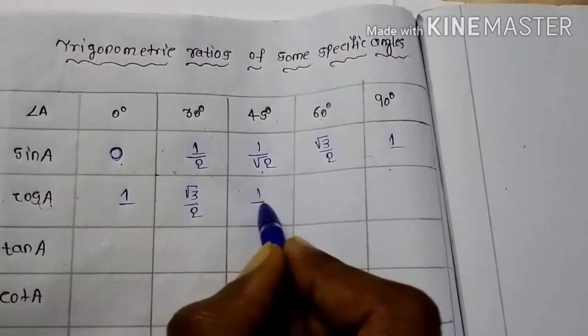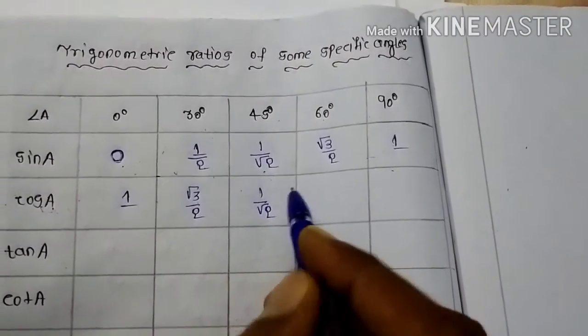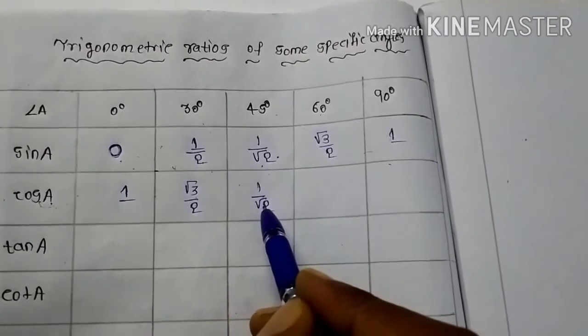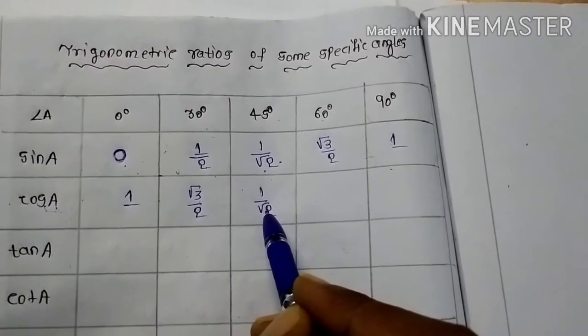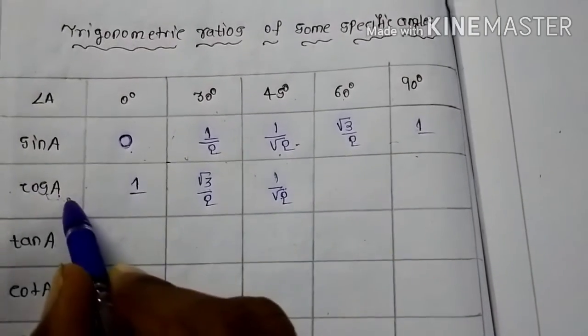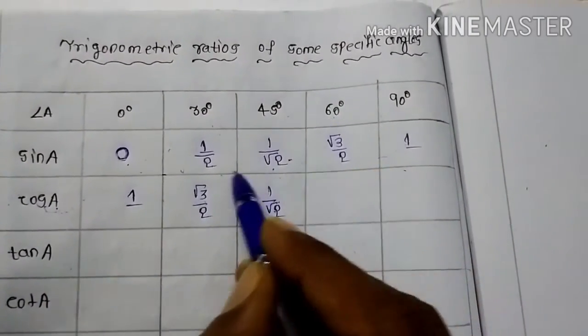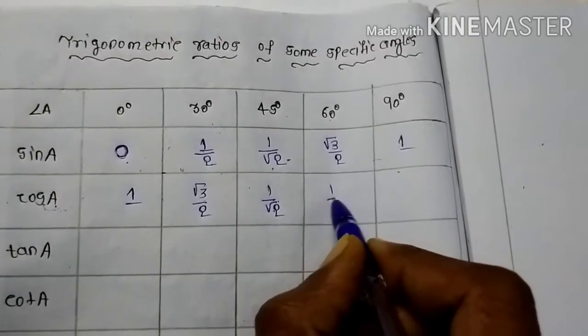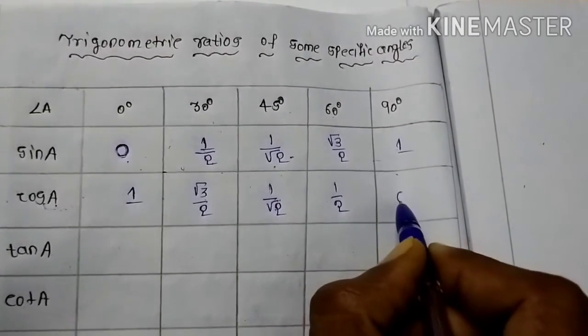Next will be 1 by root 2. Remember here sin 45, cos 45, both the values are equal: 1 by root 2 and 1 by root 2 only. Next you can see here cos 60. Cos 60 will be equal to sin 30, 1 by 2. Next you can write here 0.